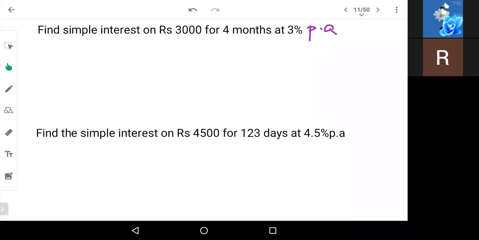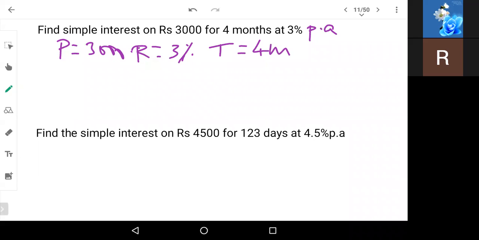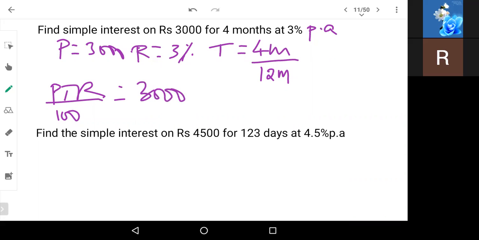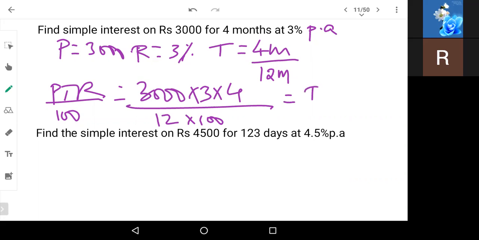Now this question you only have to solve. Find simple interest on 3000 for 4 months at 3% per annum. Now again, principal is 3000. Rate of interest is for 1 year, that is given directly, so don't touch the rate of interest. It is fine. But when it comes to time, they have given 4 months, which means you have to divide this by 12 months and then solve the question. Now solve this. PTR by 100, 3000 into 3 into 4 by 12 into 100. What will be the simple interest?